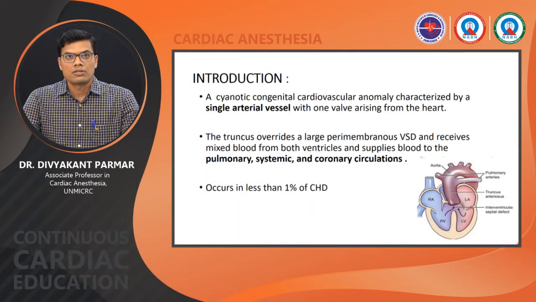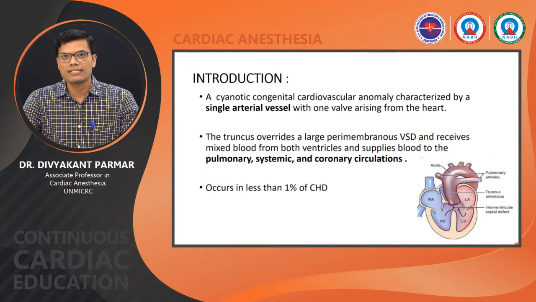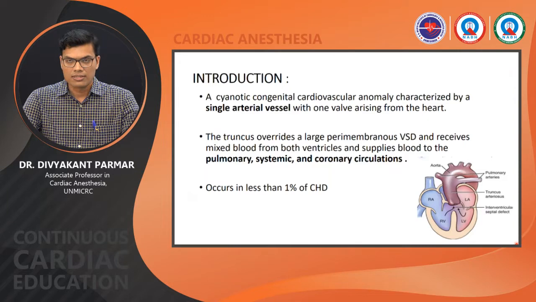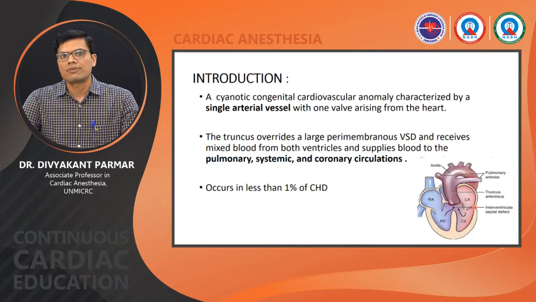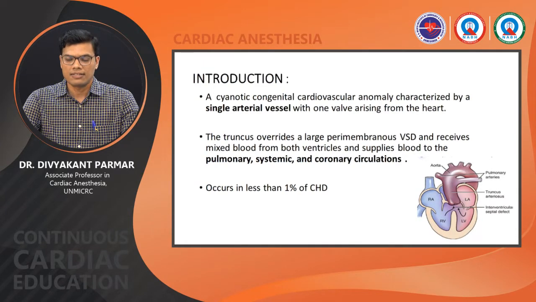Let's start with the introduction. That is, what is truncus arteriosus? It is a cyanotic congenital cardiovascular anomaly characterized by a single arterial vessel with one valve arising from the base of the heart. You can see in this figure, this truncus overrides a large perimembranous VSD and receives mixed blood from both ventricles and supplies blood to the pulmonary, systemic and coronary circulations. It is a very rare anomaly and occurs in less than 1% of congenital heart defects.